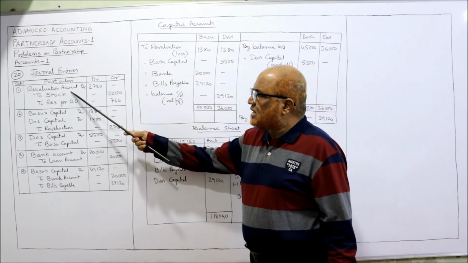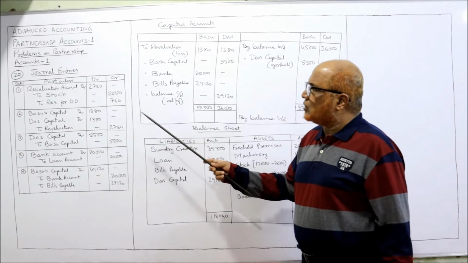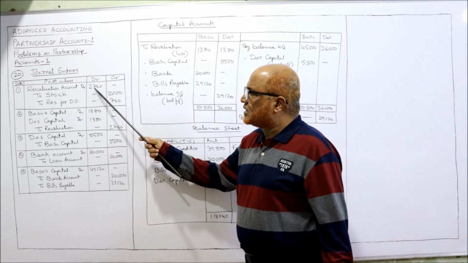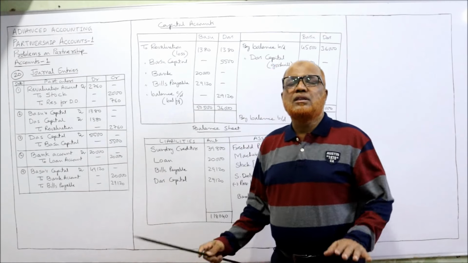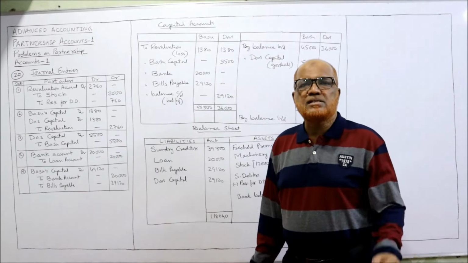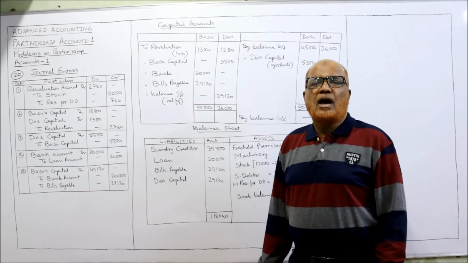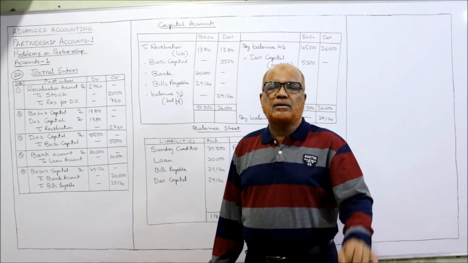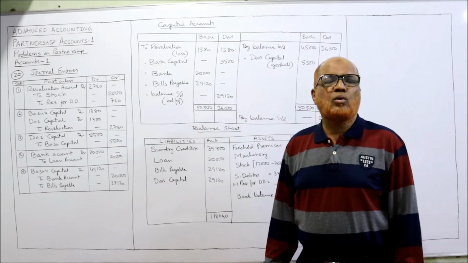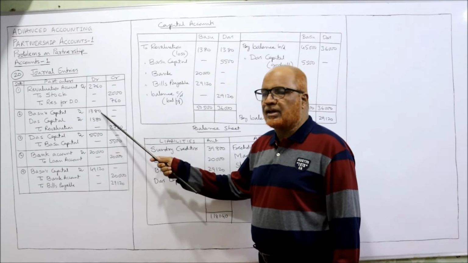Now we post this entry into the revaluation account. So revaluation account, only one item is there. So only revaluation account is debited 2760. There are no credits on revaluation. That means there is a loss on revaluation of 2760. And this loss will be shared by the partners in the profit sharing ratio. That is equally, half of. So 2760 into half, 1380.